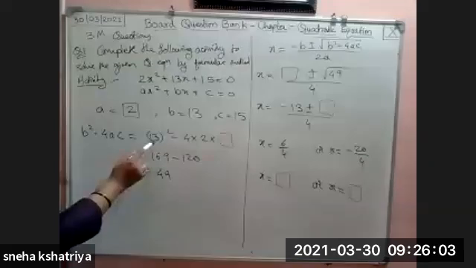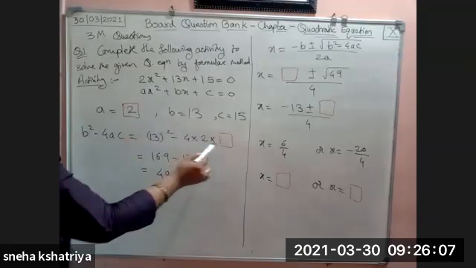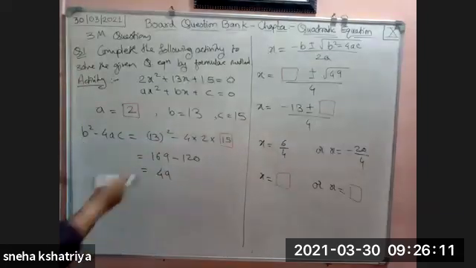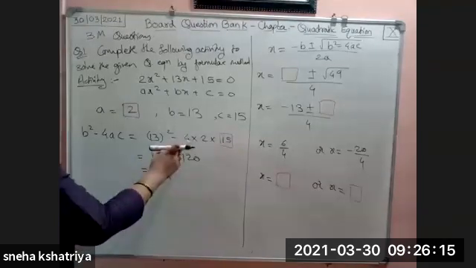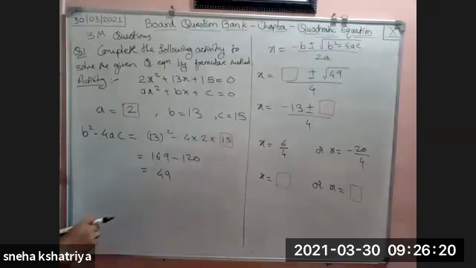Now the discriminant, B square minus 4AC. A value is 2, C means 15 will come. Okay, this is solved here. 13 square is 169. 4 2s are 8. 8 15s are 120.